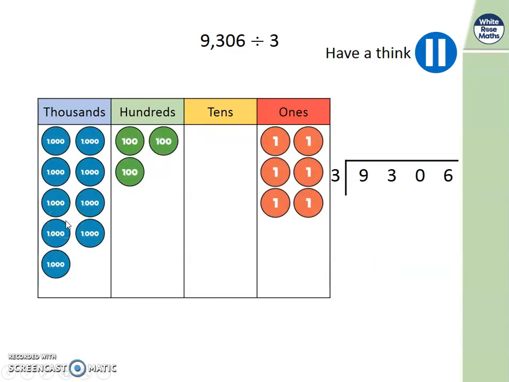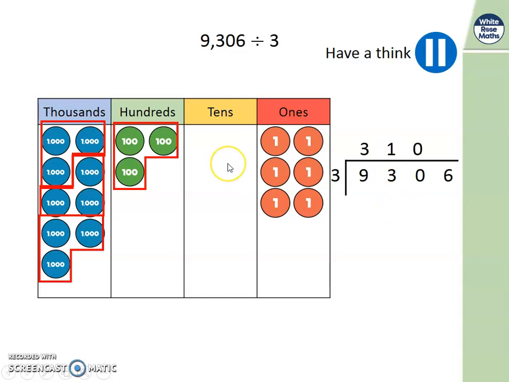So we've built our number: 9,000, 300s, no 10s, 6 ones. Let's see, we're dividing it by 3, so I want to put them in groups of 3. Here's one group of 3, 2 groups of 3, 3 groups of 3. 9 divided by 3 is 3 groups. Into my hundreds column, how many groups of 3 can I make? I can make 1 group of 3. So I record that there. In my tens column, there are no 10s to group, so I write that as no groups. Then in my 6 ones, how many groups of 3 can I make? I've got 1 group of 3, 2 groups of 3. I record that as 2 groups of 3. So the answer to this calculation is 3,102.